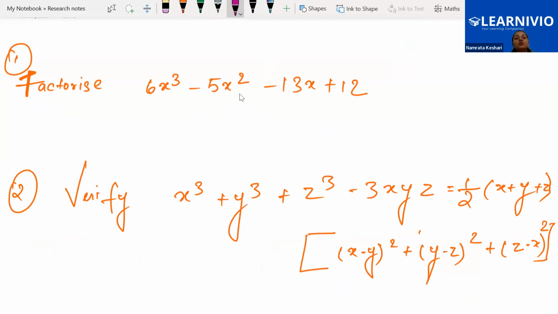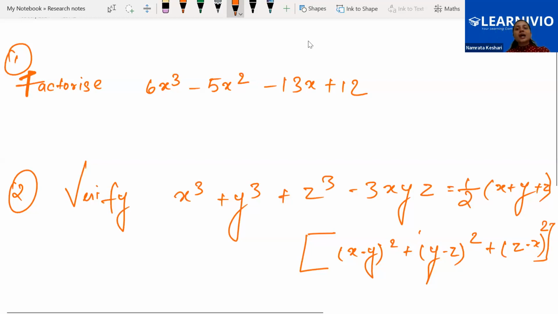But I have told you that whenever we have a cubic polynomial, it is really difficult to do the factorization. When it is quadratic, splitting the middle term will work most of the time, or we can factorize using identities. But with a cubic polynomial, it is really difficult. Here we will use the trial and error method: take a random x value and check whether the whole polynomial becomes 0 or not.